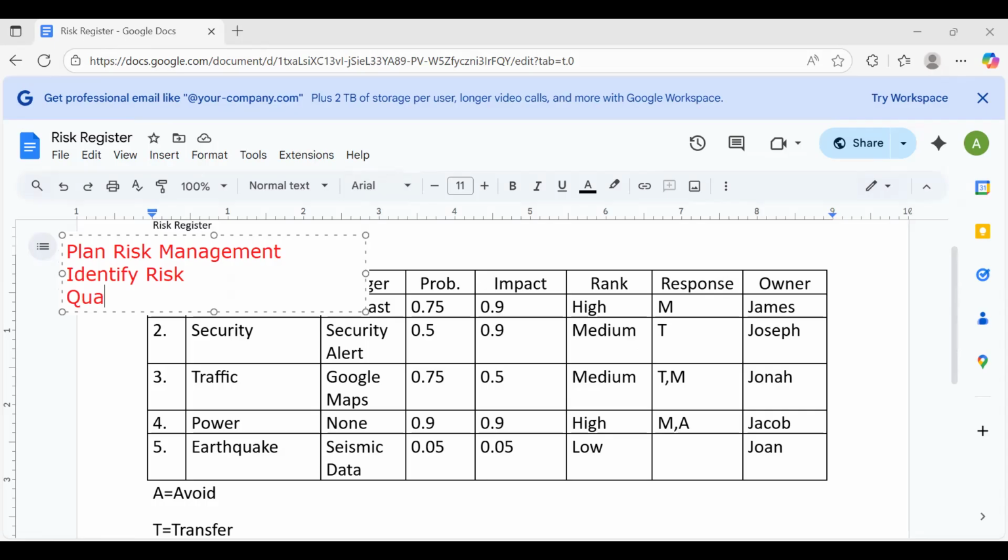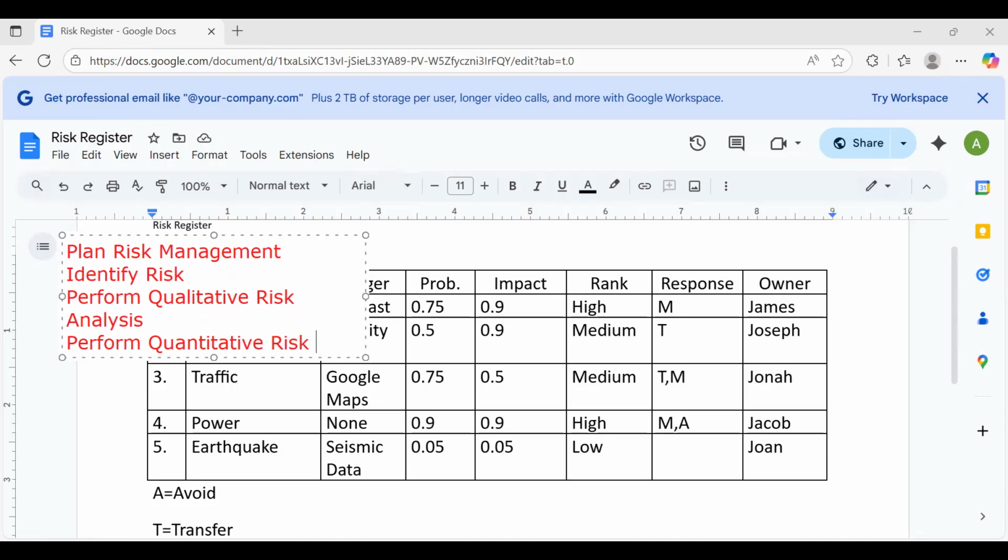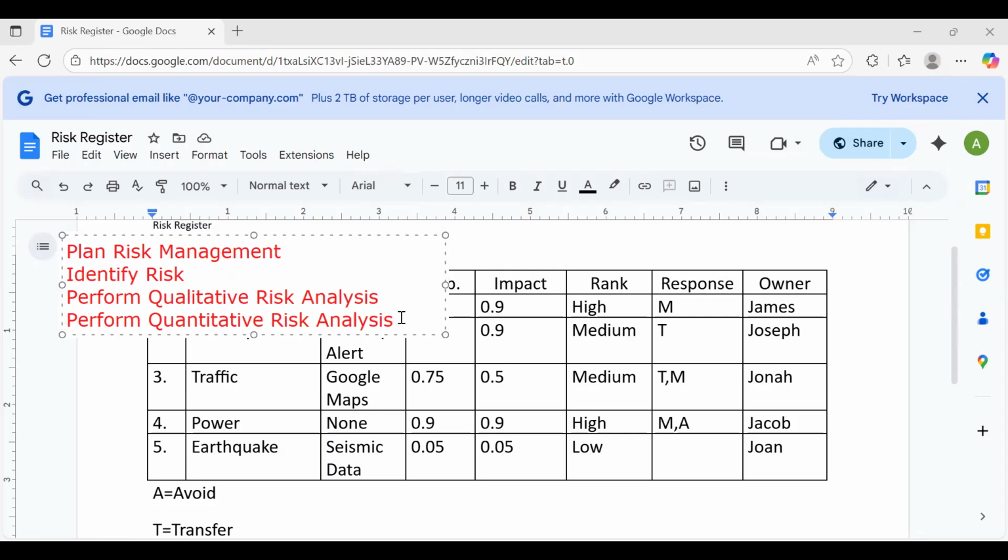Then after that, we did perform qualitative risk analysis. This is where we ranked risk as high, medium, and low. It's a qualitative or subjective analysis. The next process was perform quantitative risk analysis, and this is where we tried to put numbers on cost and time to look at the impact of risk on cost and time, and that's quantitative.